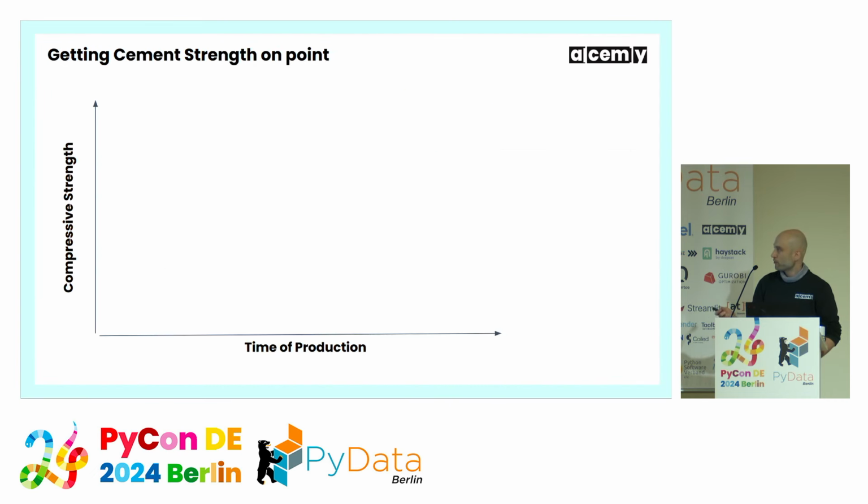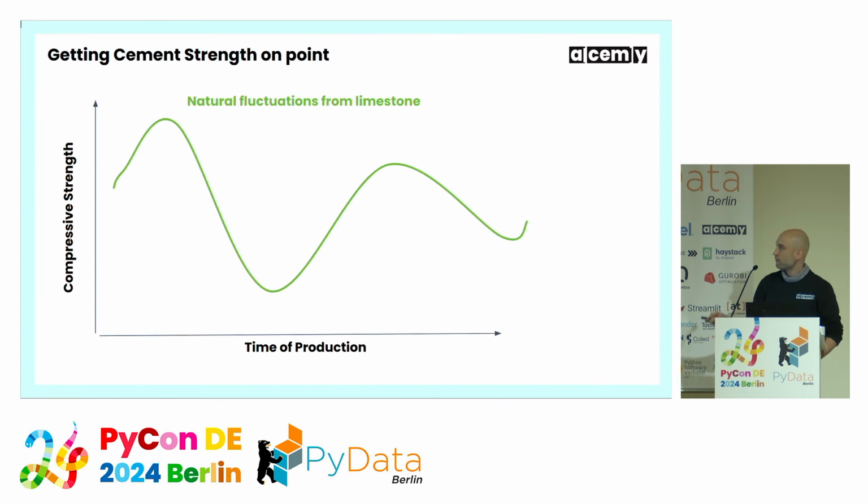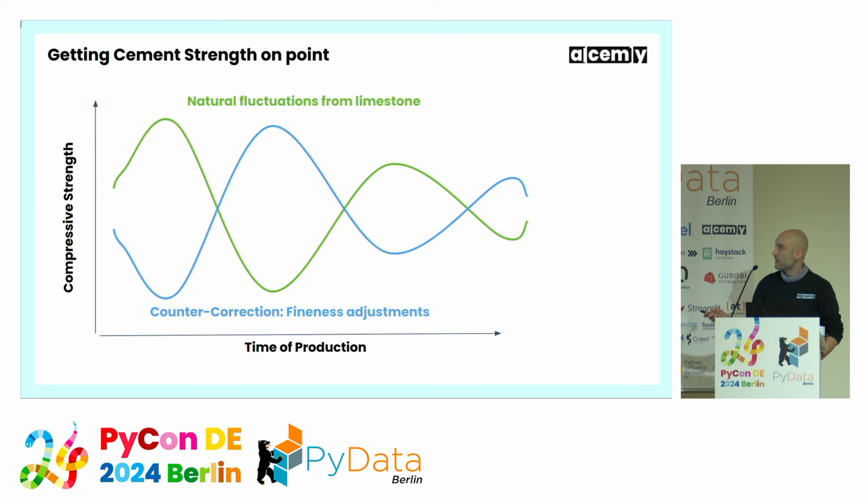So the basic idea is, if I have cement that is varying in strength from production batch to production batch because its mineralogy and chemistry is varying, let's try to counterbalance this. For example, if we have limestone that gets you very strong cement, we can counterbalance this by grinding the final cement material. Cement is powder, so we grind it.